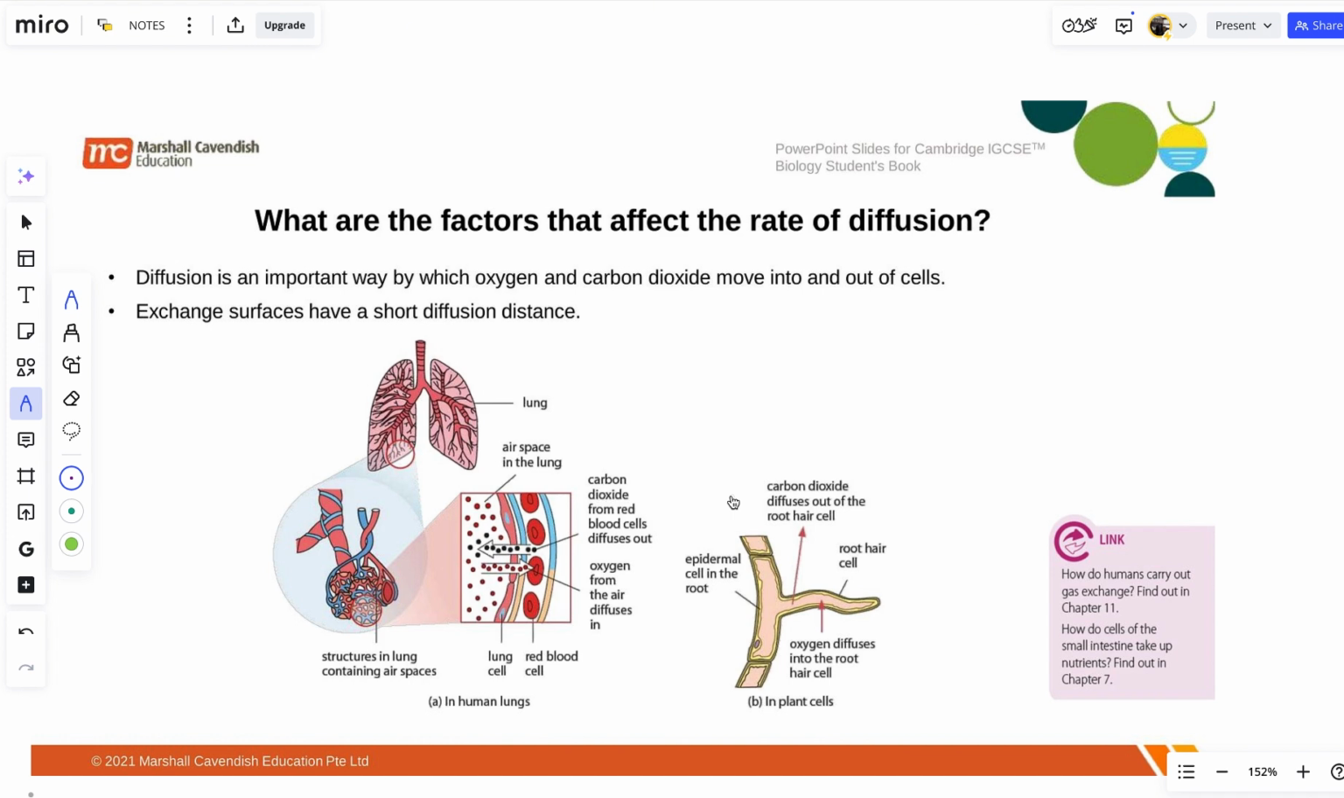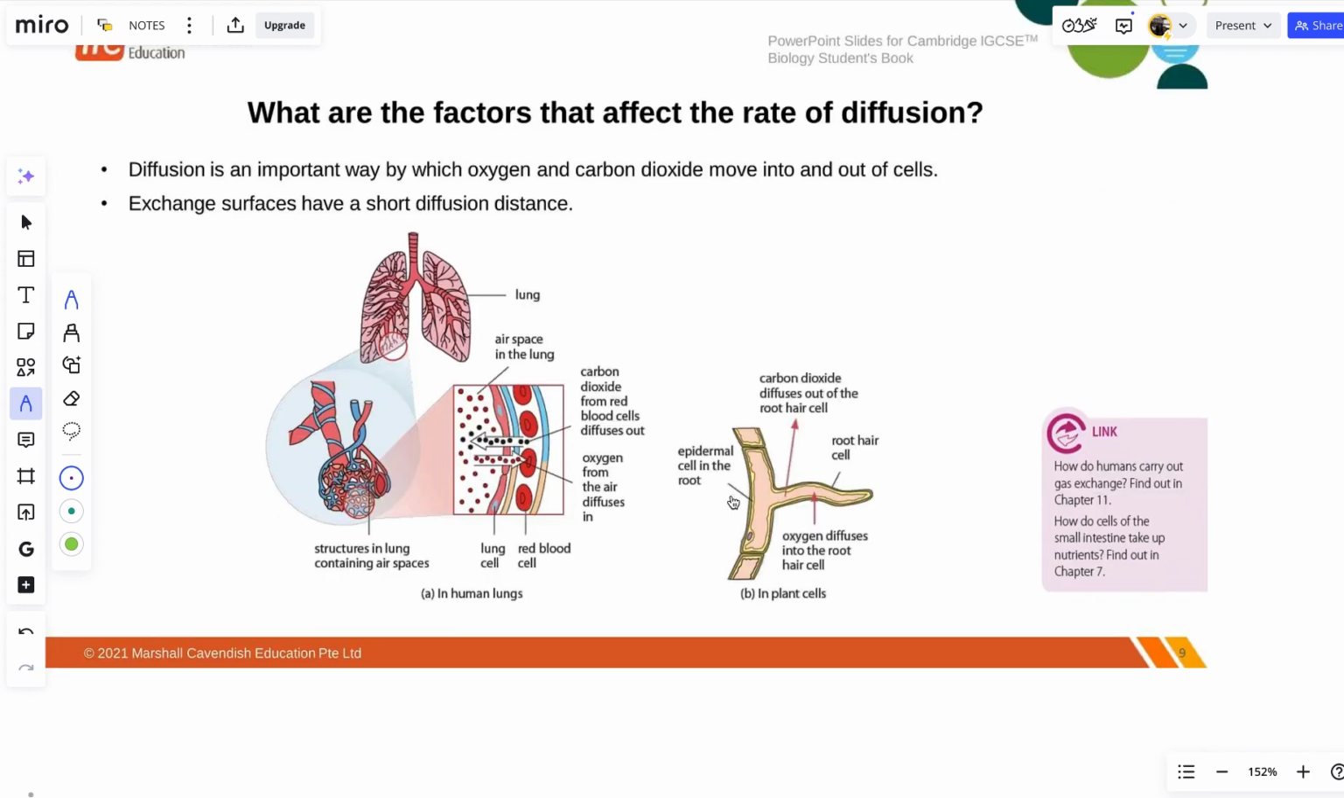Now, exchange surfaces have a short diffusion distance. Exchange surfaces like the alveoli in the lungs have shorter diffusion distances. For oxygen to diffuse into the bloodstream, and carbon dioxide to leave into the alveolus of the lungs, the diffusion distance really has to be very short.